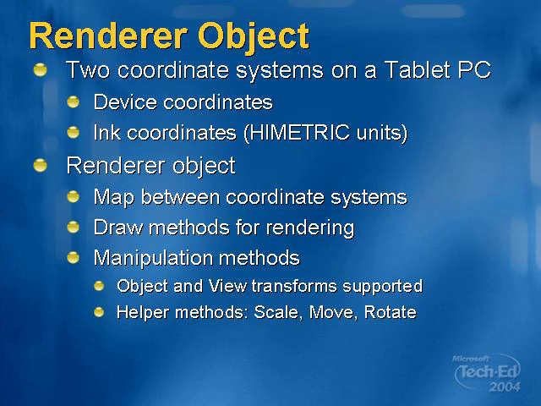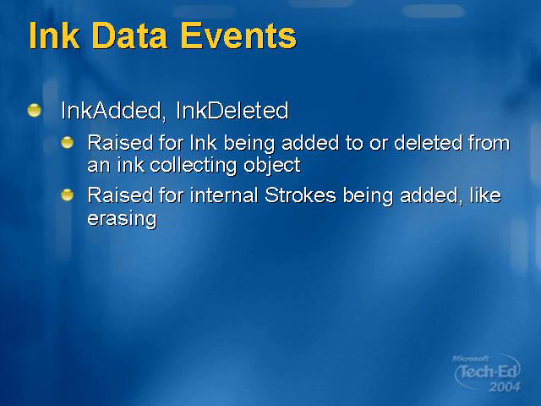There's also some handy manipulation methods off the renderer object that support view and object transforms, as well as helper methods that save you having to do a lot of the transform calculation yourself to do things like scaling the ink, moving it, rotating it, etc. Now, there's a couple of events off of the ink object as well that are useful for monitoring high-level changes to the ink object, ink added and ink deleted.